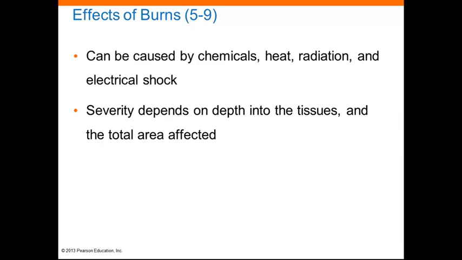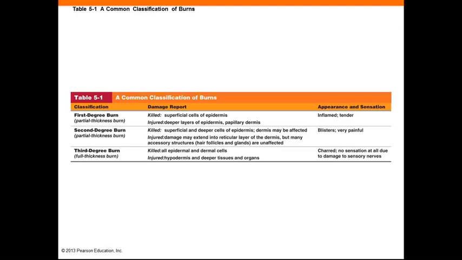The effects of burns can be caused by a number of different sources, such as chemicals, heat, radiation, or even electric shock. And the effect and the severity depends on the depth into the tissues and the total area that is actually affected by the burn. And this table outlines some of the common classifications of burns.